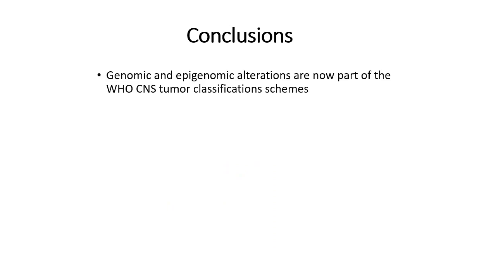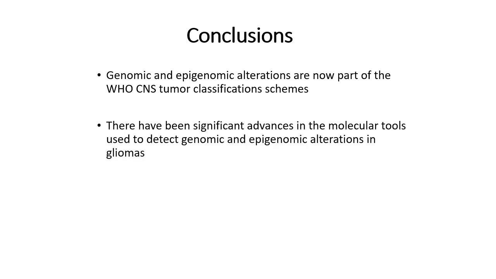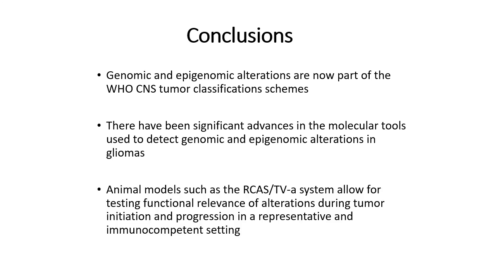In conclusion, genomic and epigenomic alterations are now part of the diagnostic criteria for specific types of CNS tumors. This indicates that molecular tools will become more important for not just diagnosis, but also stratification of patients who require more aggressive treatments or closer surveillance. With advances in these tools, we expect the discovery of more clinically relevant genomic and epigenomic alterations. The RCAS-TVA mouse model recapitulates human glioblastoma and represents one example of several mouse models that could uncover the functional relevance of these alterations during tumor initiation, progression, and treatment.